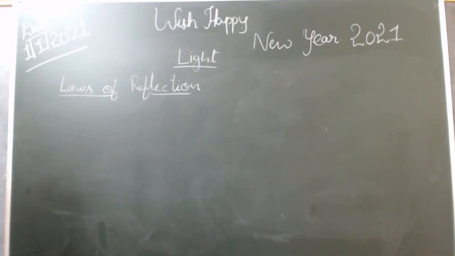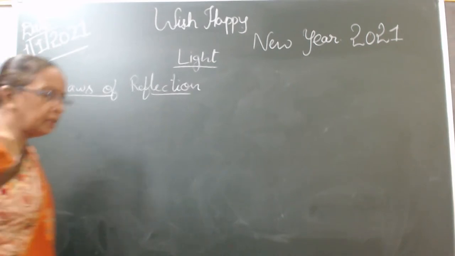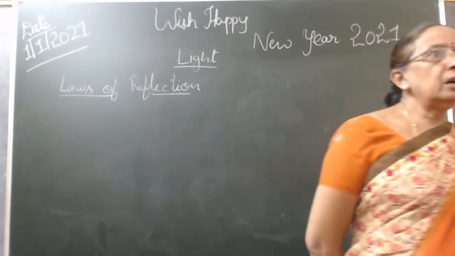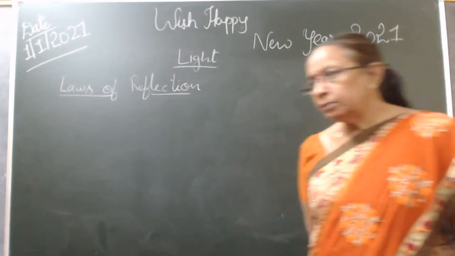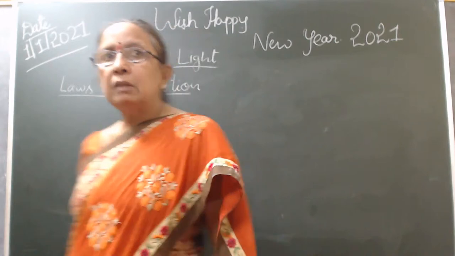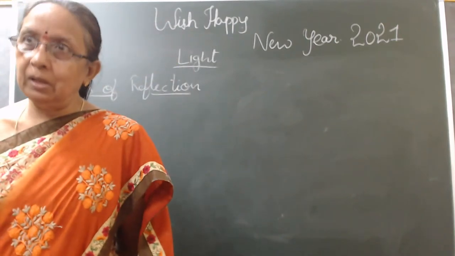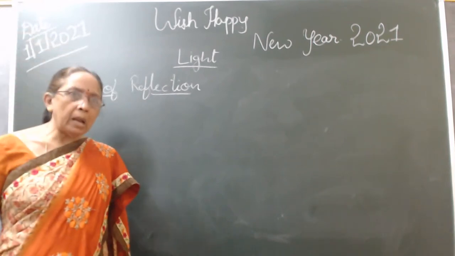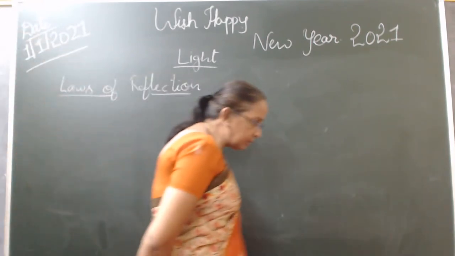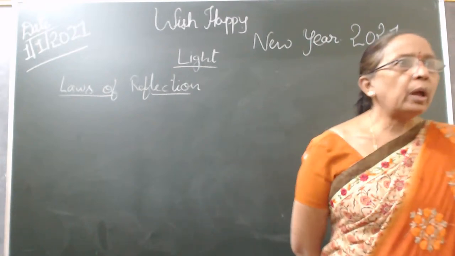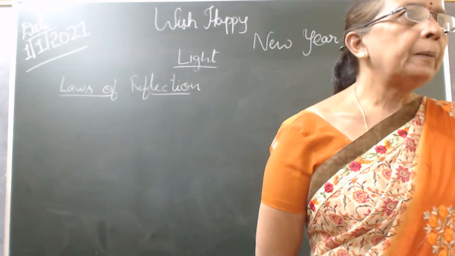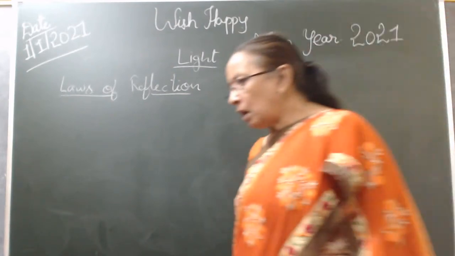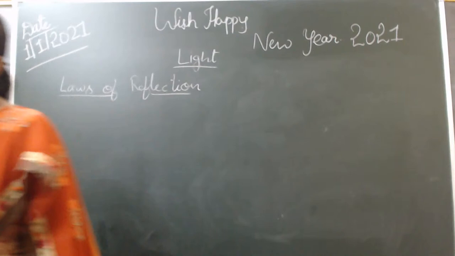So the study of these stars, planets and other objects, what is the name given to that branch? Astronomy. Understand it? When we study the stars, planets and other celestial bodies, the branch is known as astronomy. The sun, stars and other things are generally known as celestial bodies.